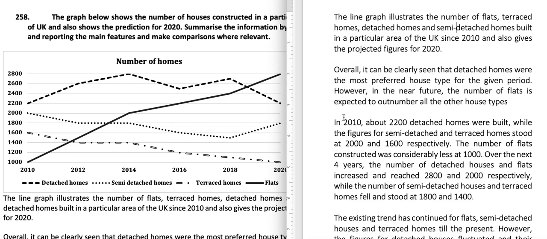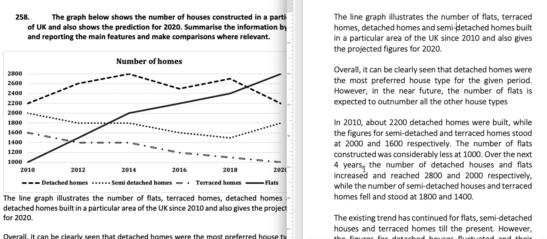Okay. In 2010, about 2,200 detached homes were built, while the figure for semi-detached and terraced homes stood at 2,000 and 1,600 respectively. So here you can see 2,200 detached homes, while the figures for semi-detached and terraced homes stood at this 2,000 and 1,600 respectively. The number of flats constructed was considerably less at 1,000.